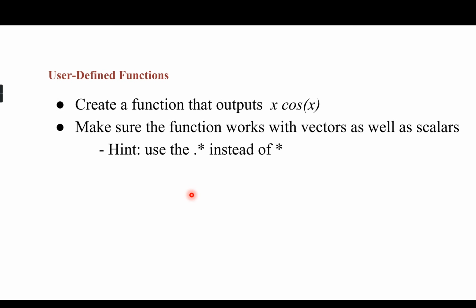I will explain user-defined functions through an example. The example says, create a function that outputs x times cosine of x. And here I'm told that the function must work with vectors as well as scalars. Meaning, if x was a vector, the function should not give me an error. Hint, I have to put the dot before the operator, before the multiplication between x and cosine.